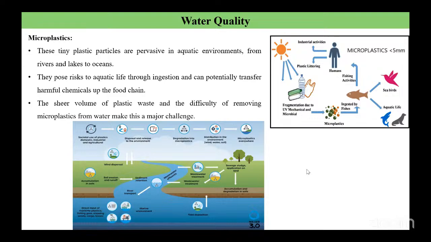Mainly that could be due to plastic litter, industrial activities, fishing activities, and seabirds. Ultimately these microplastics are getting spread everywhere possible. It actually poses a severe threat to aquatic life through ingestion and potentially transfers harmful chemicals up the food chain. So what is this food chain? It is nothing but these microplastics being taken up by aquatic life.